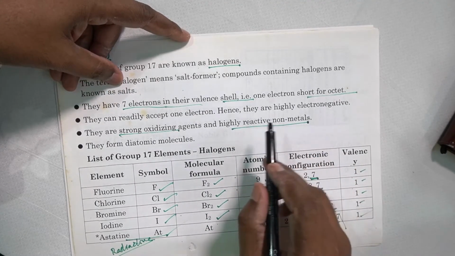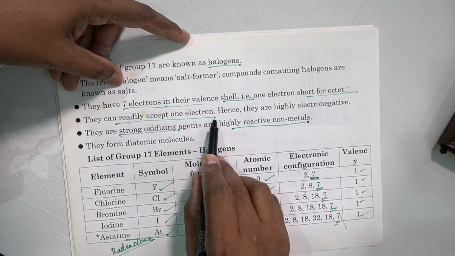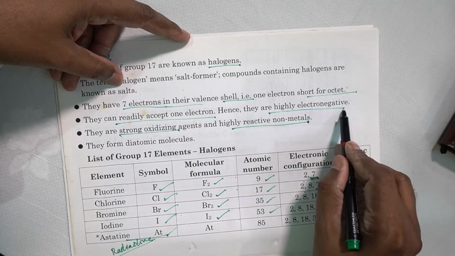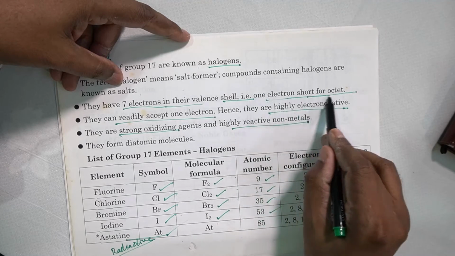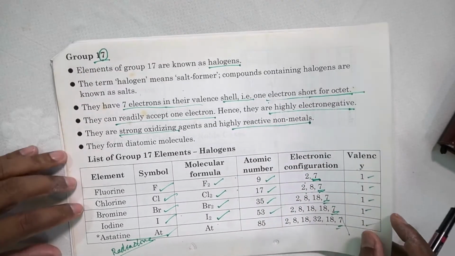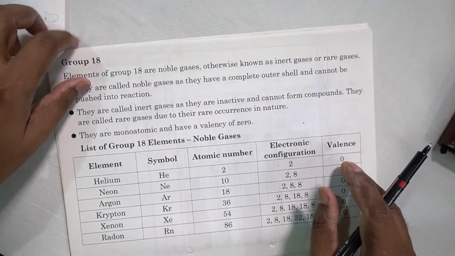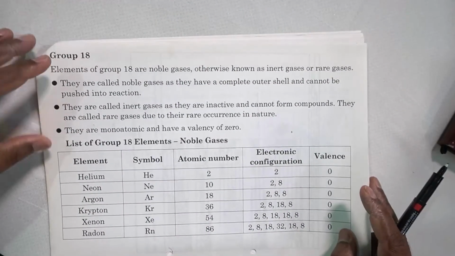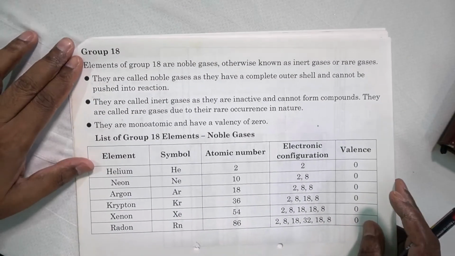Okay, why are they highly reactive? Because they can accept 1 electron, and they are highly electronegative because they are just short of 1 electron to reach octet. That is about halogens. The next group we have is the last group, that is group 18.